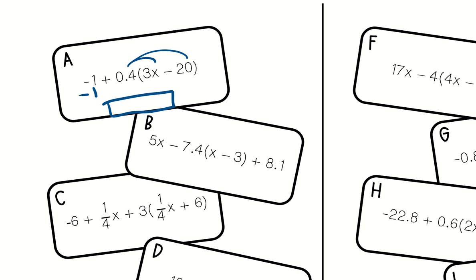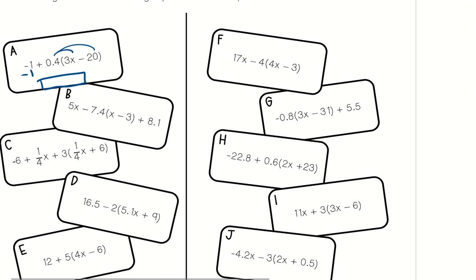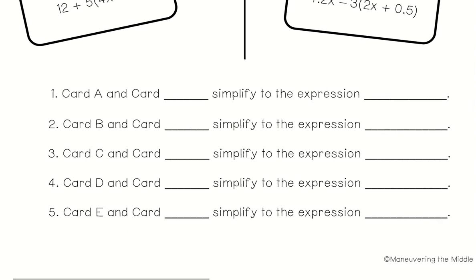Once I do all of the cards on the left and I start working on the cards on the right, there's going to be a card on the right that's going to match up to that one. It's going to have the same answer. So then down here at the bottom, after you've shown all of your work, you would say card A and card blank have the same answer, and they both simplify to equal, and you would write your answer here.